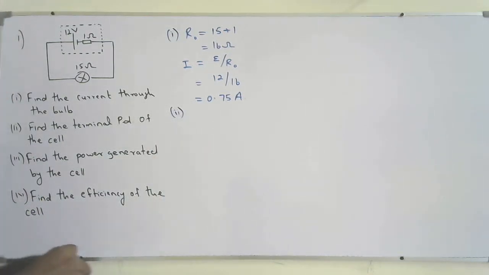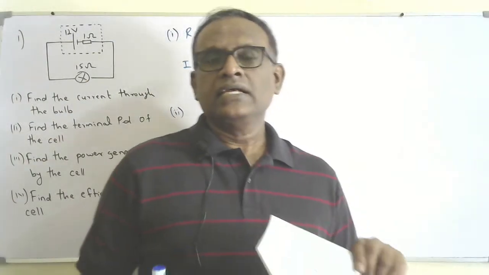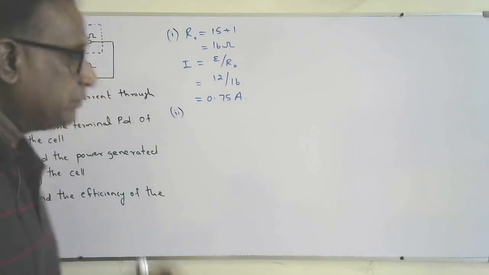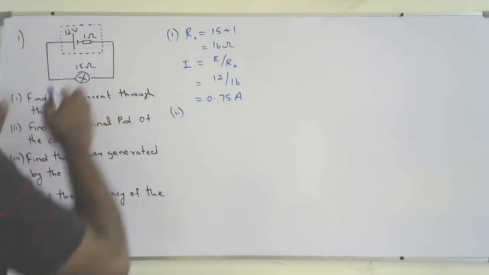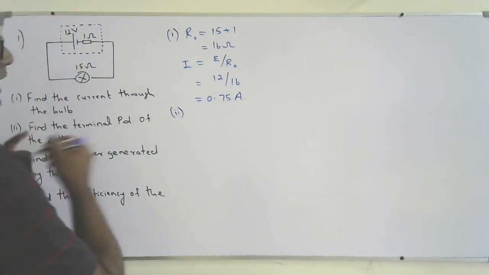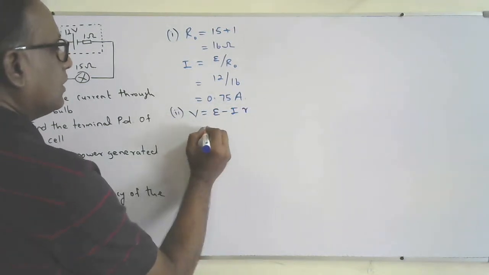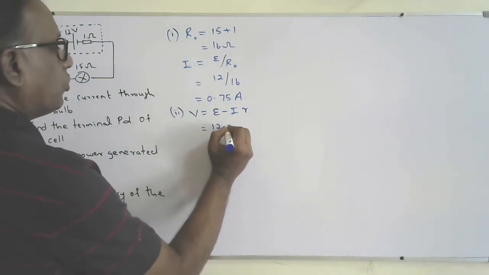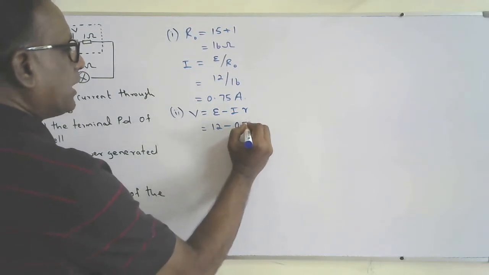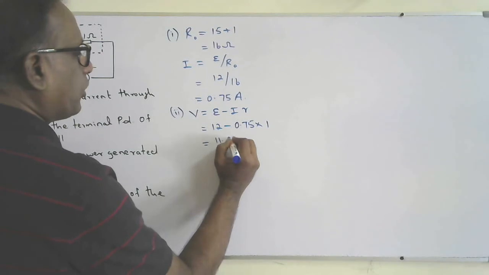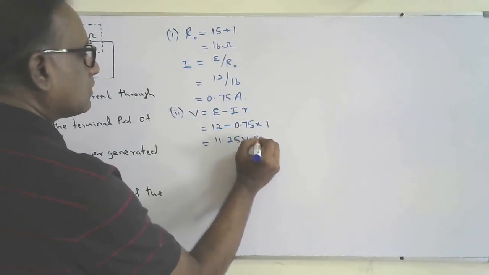Terminal potential difference, I explained that in my 7th lesson. So potential across the two terminals of the power supply. If I think that way, I can use V equal E minus Ir. So EMF we know 12 volt minus current 0.75 into resistance 1. So that will be 11.25 volt.